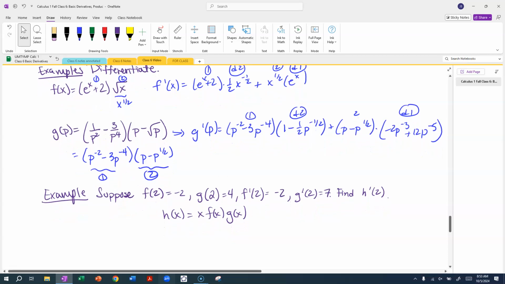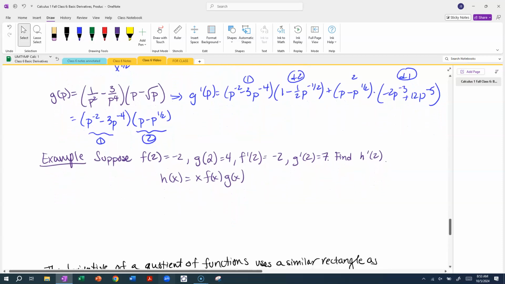In this next example, we're given, this is called a sparse data problem. So we're not given the exact function, we're just given some pieces of data related to the functions that are hopefully pertinent. So here we have h of x, we have to find h prime of 2. Well, first step is find h prime, right? Oh, but we have 3 products going on. How do we handle that?